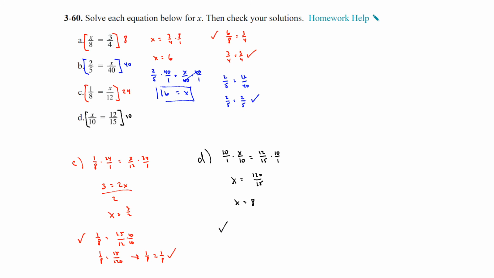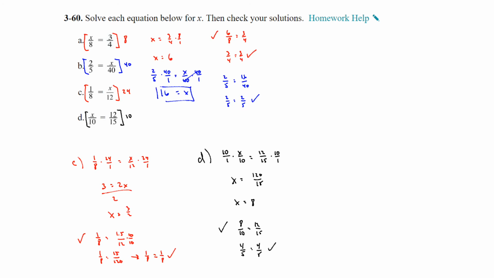And so to check that, we can plug that back into the original. 8 divided by 10 is equal to 12/15. Reduce the left by 2 and reduce the right by 3. And we get 4/5 is equal to 4/5.